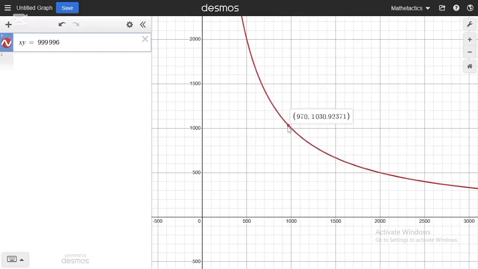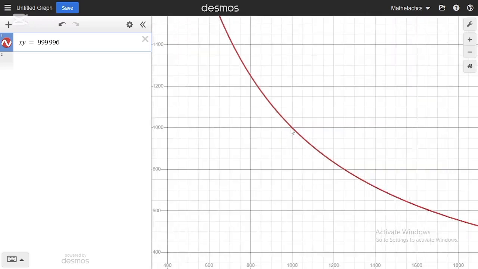Let's move over to the graph and locate the two points, x and y. So I've written a graph. xy is equal to the product of the two numbers, which is 999,996. And when you zoom in to take a look, you see that this is the only positive integer point that we have that could give us the smallest sum we need.